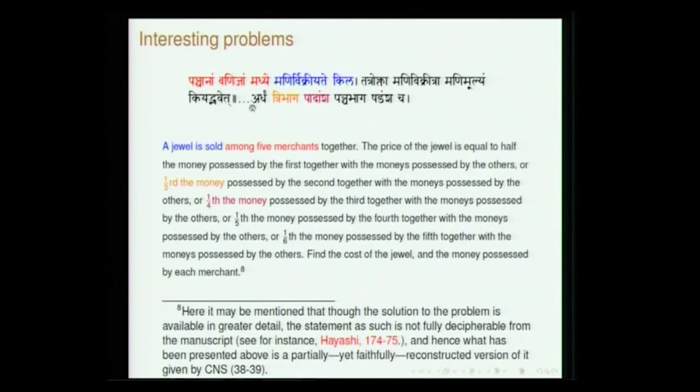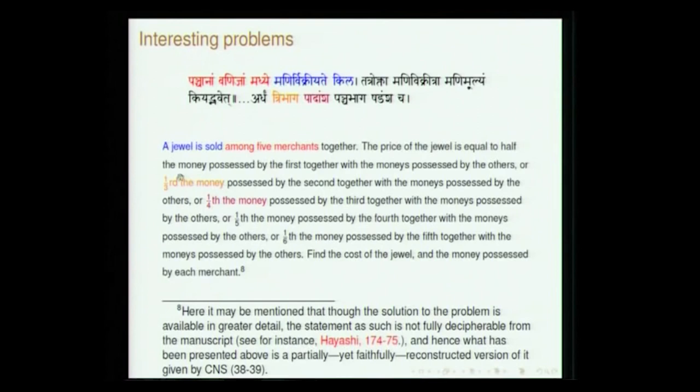So you see, as I told you, there are a lot of problems in deciphering the manuscript. The sense of the problem has been understood with the words that have been presented there, but not every word is available for us because the manuscript has got damaged. So it is said vanijam madhye. Vanik is a merchant. So there were 5 merchants who were willing to purchase something, some jewel. So he says a jewel is sold among 5 merchants. The price of the jewel is stated in a complicated manner.